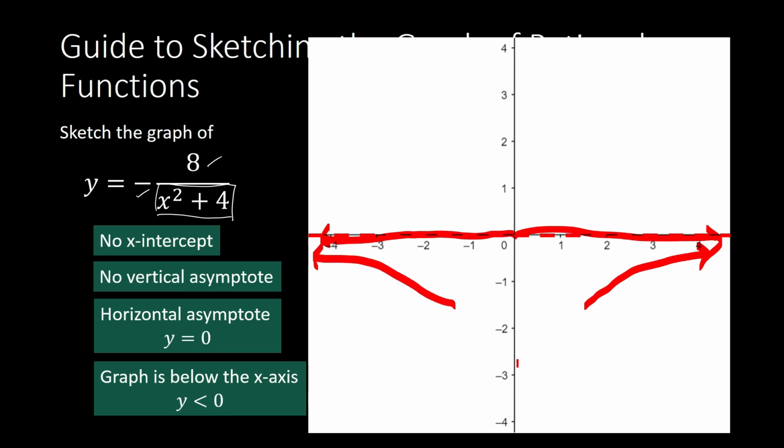Now, your function has no vertical asymptotes. It's defined for all real numbers. So that means we must connect this part of the graph to this graph. And so this is what we do. We will evaluate the function when x is 0. So when x is 0, your function is equal to negative 8 divided by 4. So that is y is equal to negative 2. That pair of coordinates corresponds to this point. When x is 0, y is equal to negative 2. So we will just connect our graph.